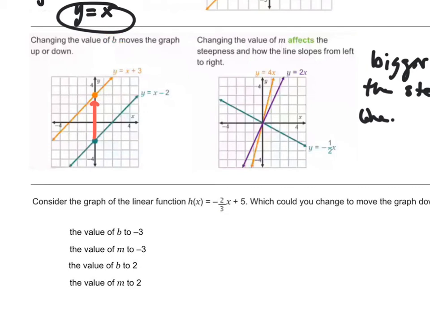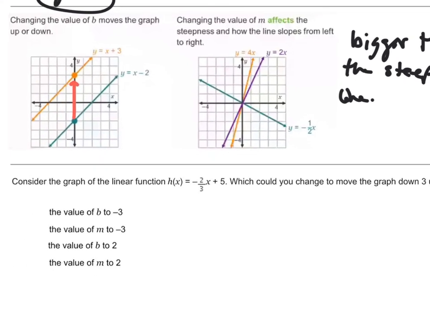So if we want to move the graph down 3 units, then I would change this 5 to a 2. And I would write h of x is equal to negative 2/3 x plus 2. This would move it down 3 units. So change the value of b to 2.